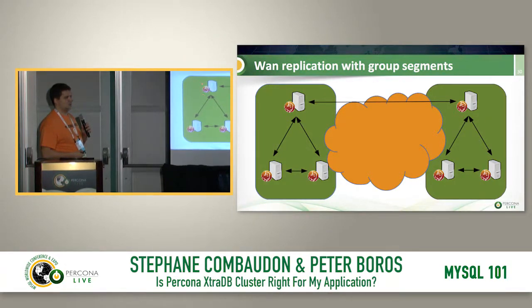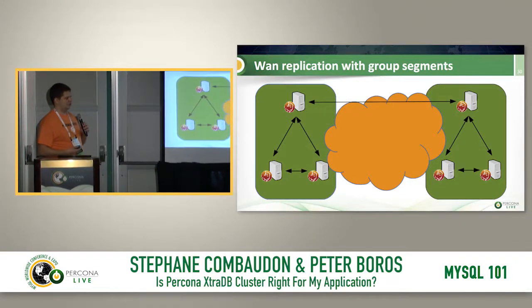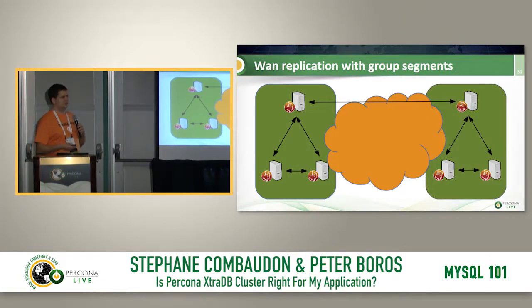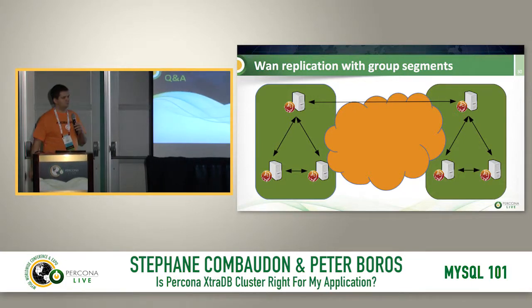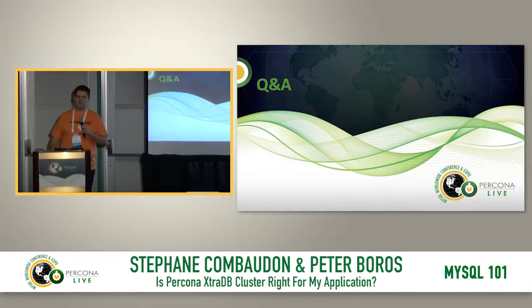This can also be used not only for WAN links, but it can also be used to build larger clusters, even if this is not a WAN link, because this also helps with the bandwidth multiplication problem. So that's it. Do you have any questions for us?